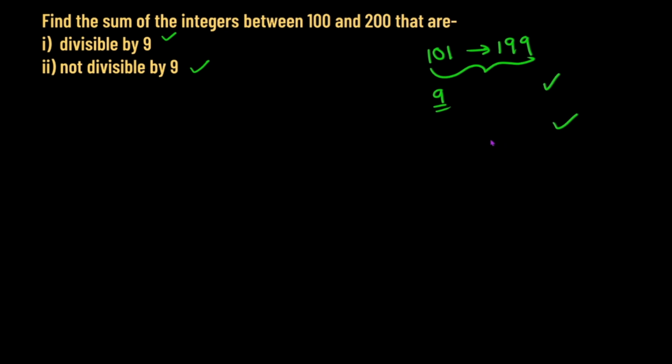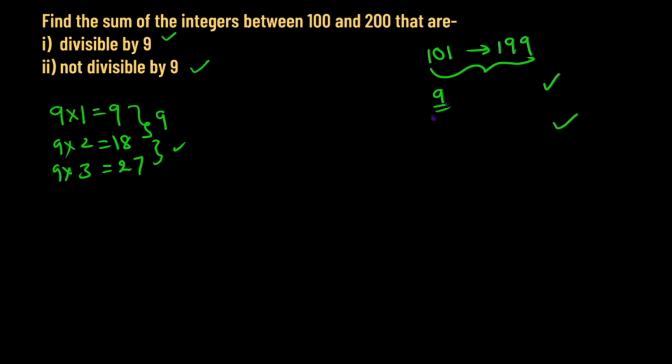So how do you find the numbers divisible by 9? If you take the ninth table, 9 ones are 9, 9 twos are 18 and 9 threes are 27. So what does that mean? The difference between two successive numbers is always 9. Whenever numbers are divisible continuously, the difference between two successive numbers will always be the same. But we need to write the ones from 101 to 199.